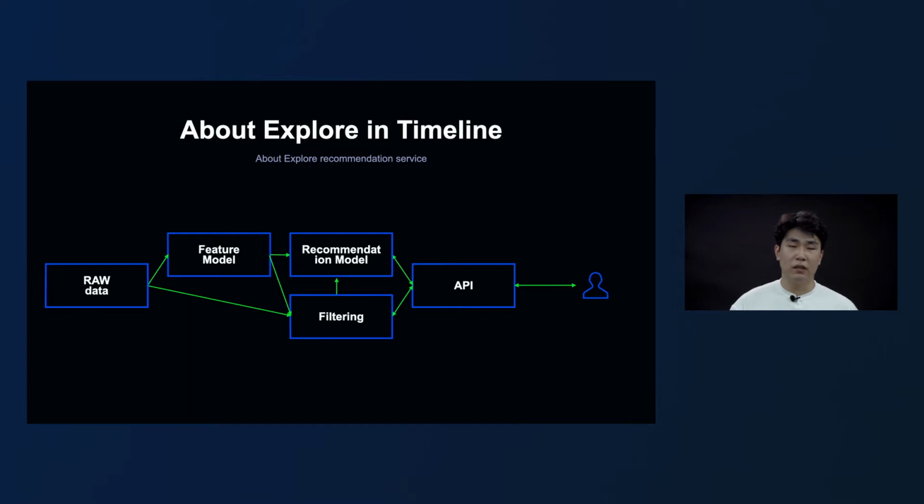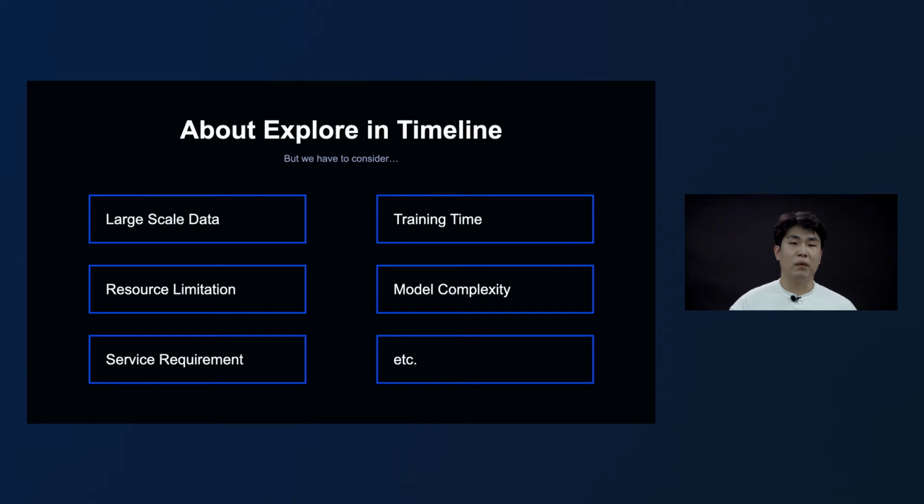I've divided up the flow in this manner to show in a macro perspective that this is how the Explorer service is structured. The structure looks simple and not at all complex when you just look at the image, but considering the huge size of data, time taken to train the model, resources used, and limits to how complex the model can be, and most of all, the service restrictions, the process is not as simple as how the image makes it look. I will talk a little more about this in the following slides.